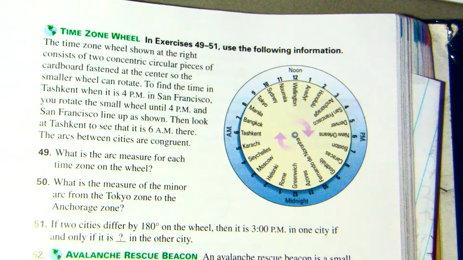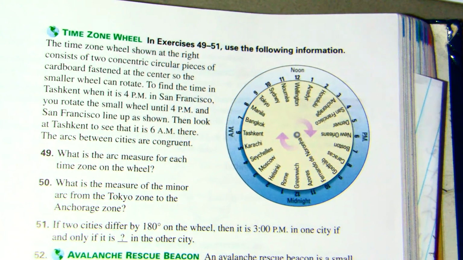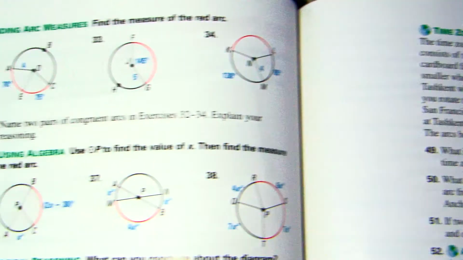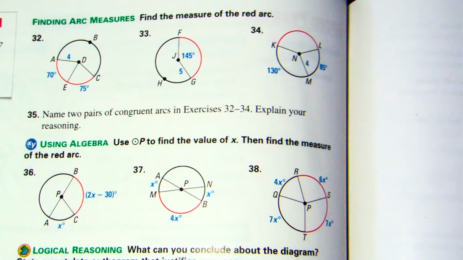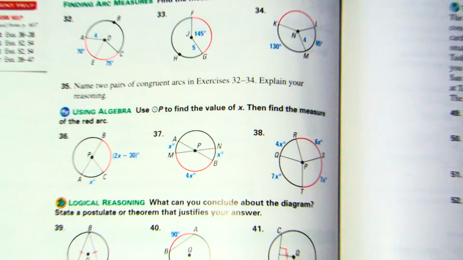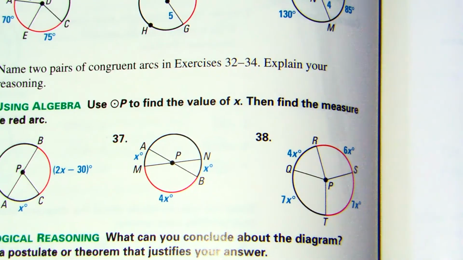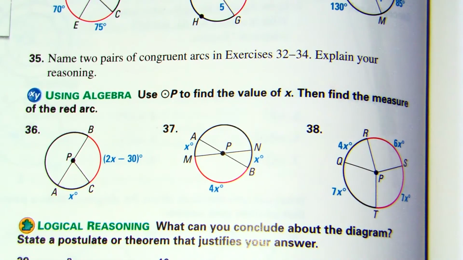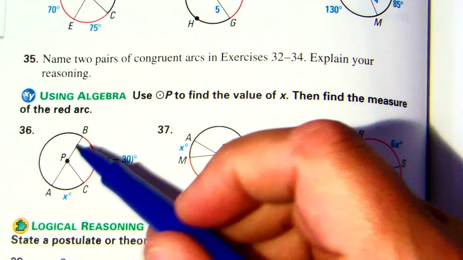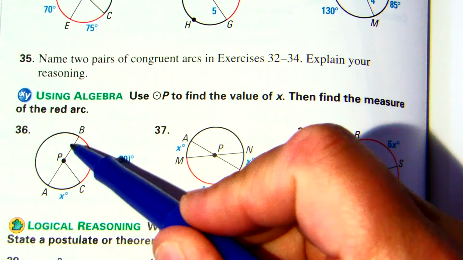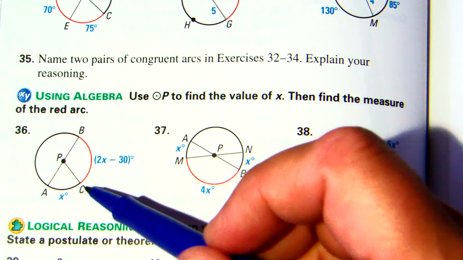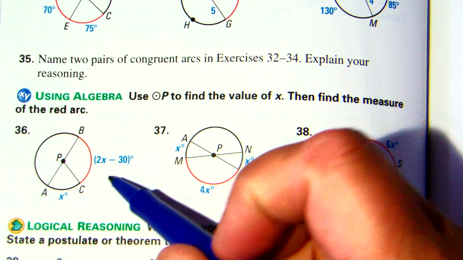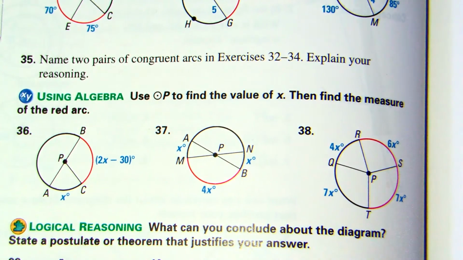I would also look at problems on page 608. If you look on page 608, problems such as number 36, 37, and 38. On 36, what we need to do is know that if we give you a diagram of a circle with a diameter, we want you to use that diameter. You would say 2x minus 30 plus x equals 180 and solve for x.